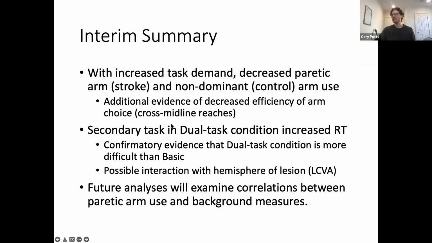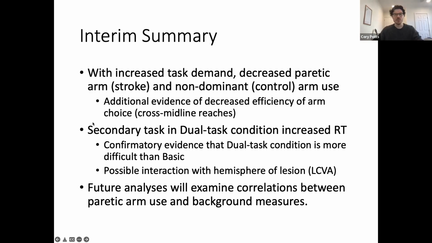The secondary task and dual task condition increased reaction time. So this is confirmatory evidence that the dual task condition with the secondary component responding to the tone is more difficult than the basic condition. And then also a possible interaction emerging with hemisphere of lesion, where the LCVA group looked a little more affected. And in future analyses, we'll examine correlations between paretic arm use and some background measures of interest to really look at individual differences in non-use.